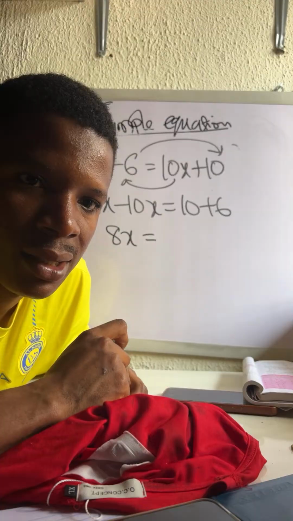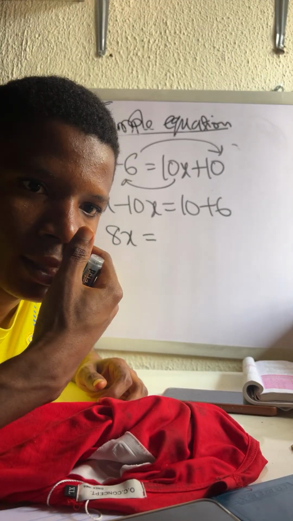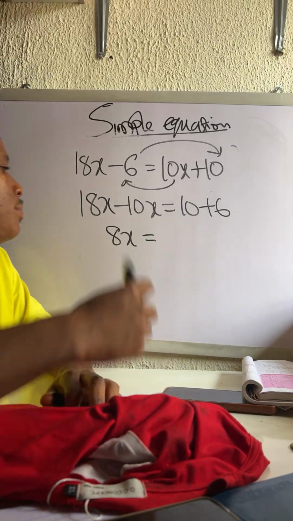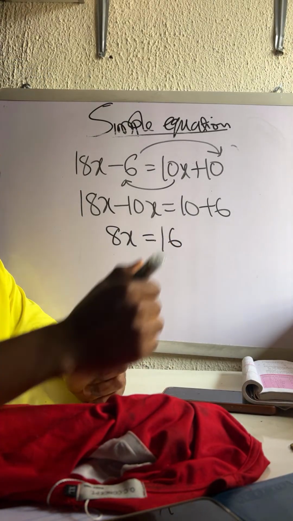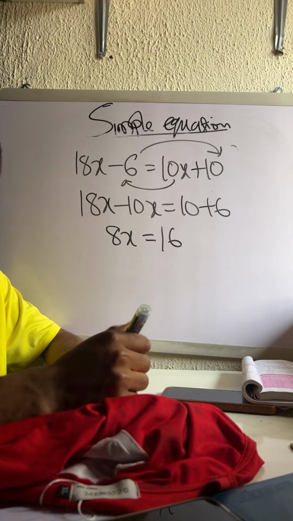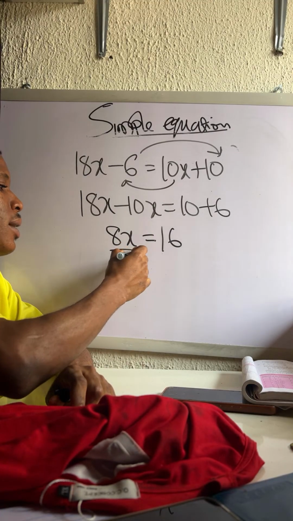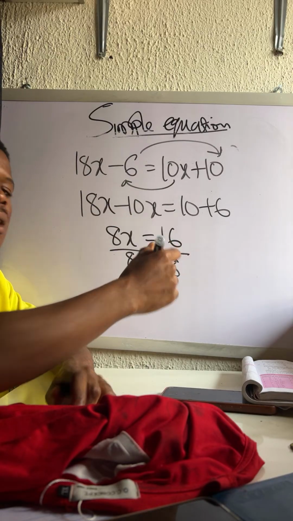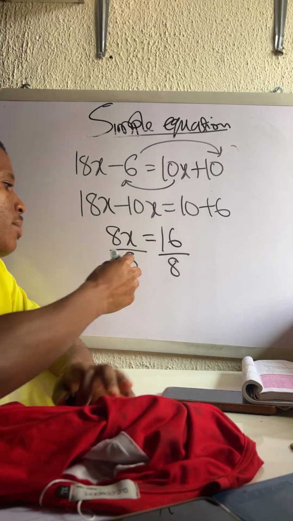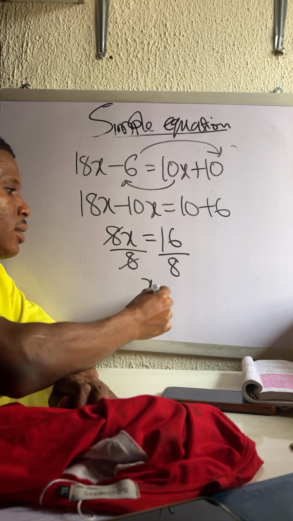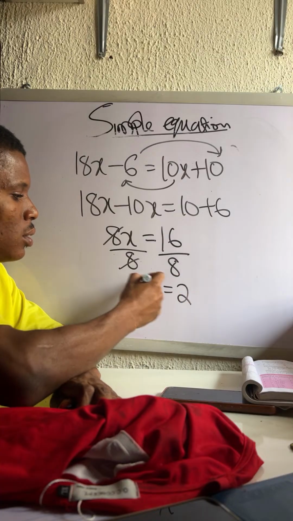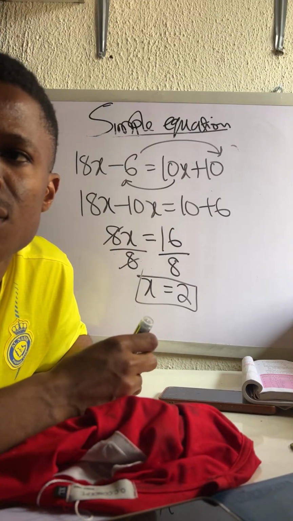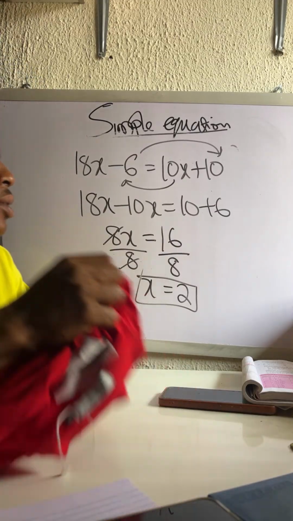What is 10 plus 6? 16. To get the value of x, you just have to divide by the coefficient of x, which is 8, on both sides. If you divide by 8, what do you observe? You see that x is equal to 2. Thank you, Julian.